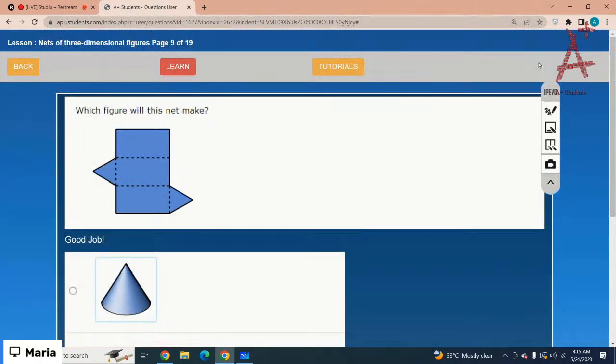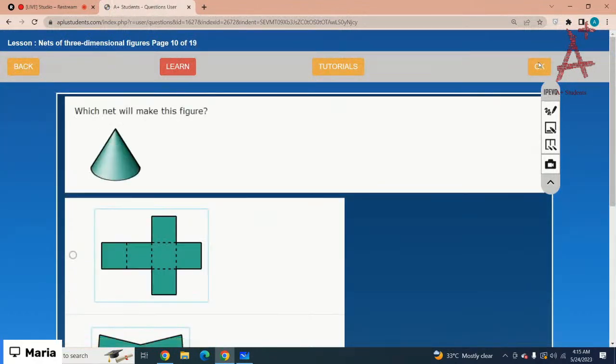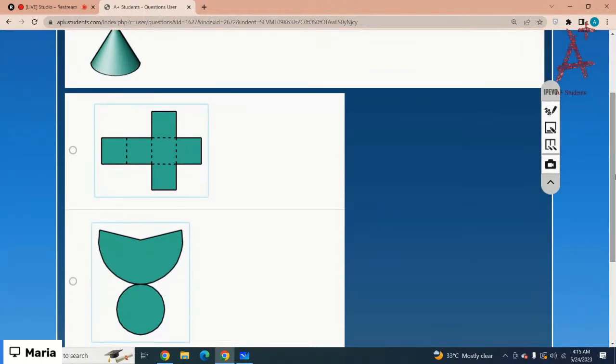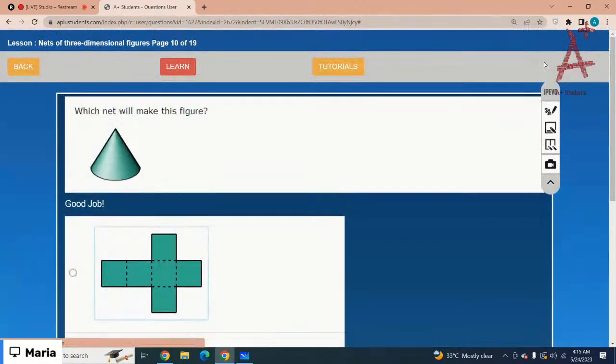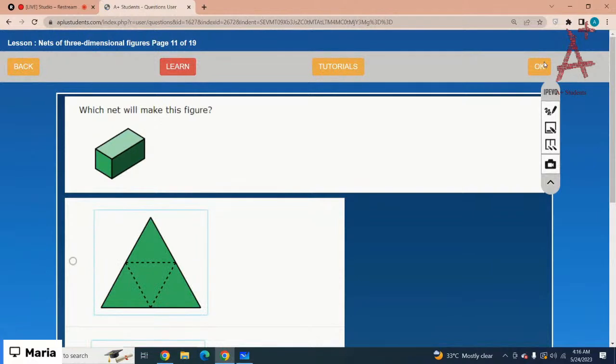Okay, you can complete the test by yourself later today. Okay, let's just do this one. Which net will make this figure? 1 or 2, which is the correct option? Yes, the second one. Okay, you can complete the test by yourself later today. Let me just move on to next lesson.